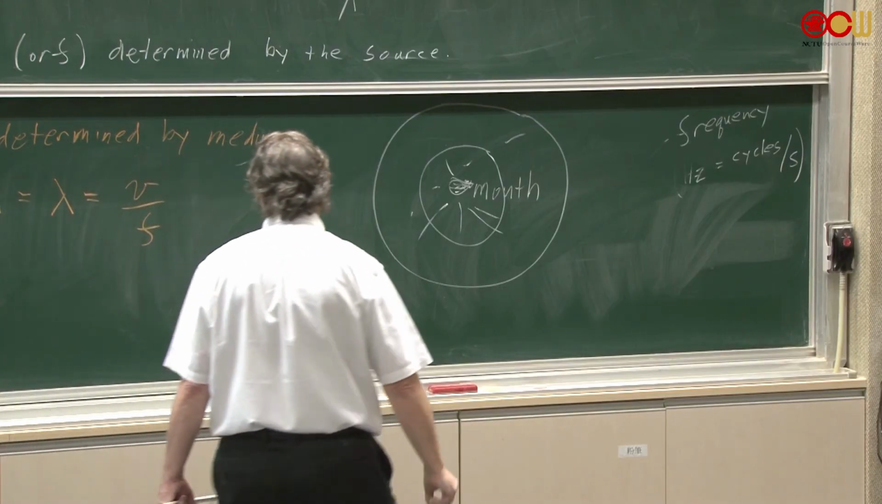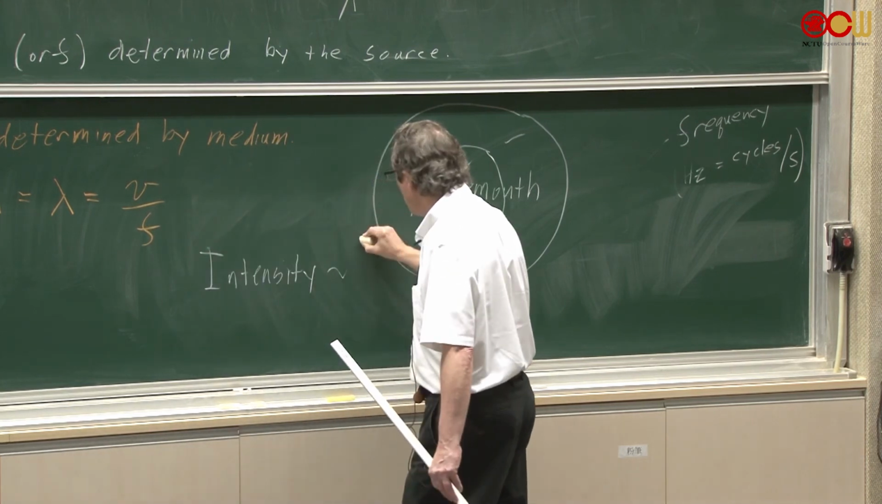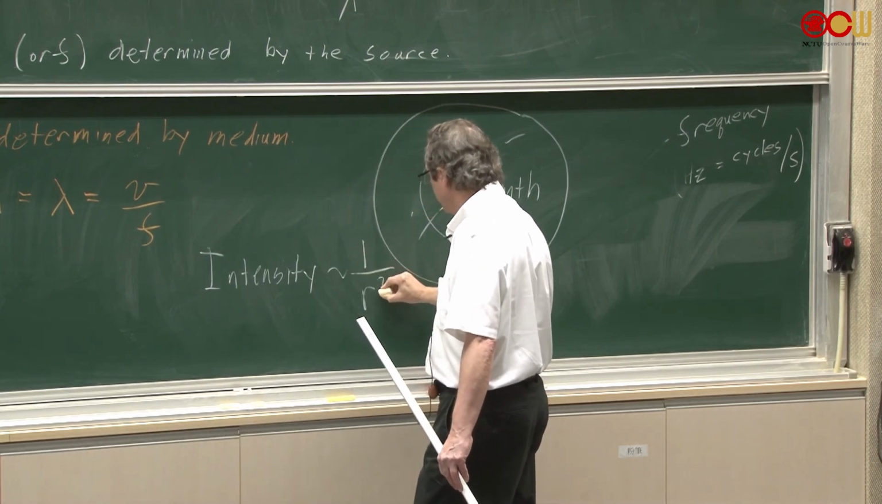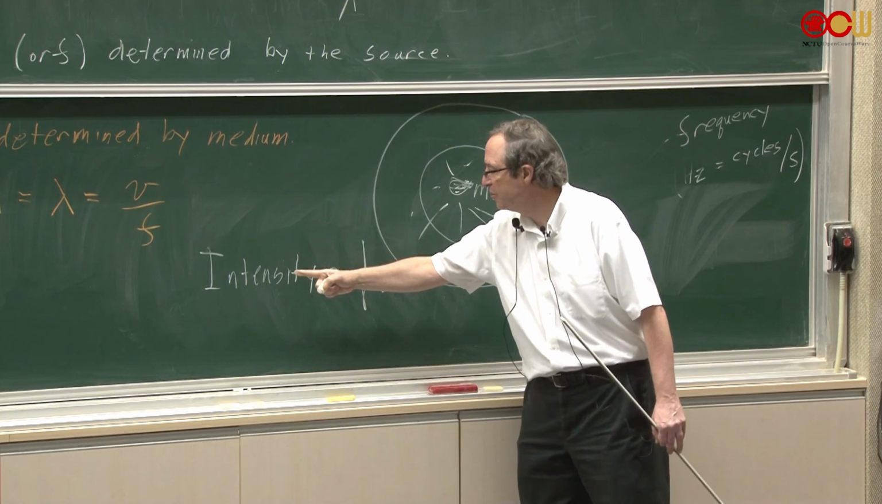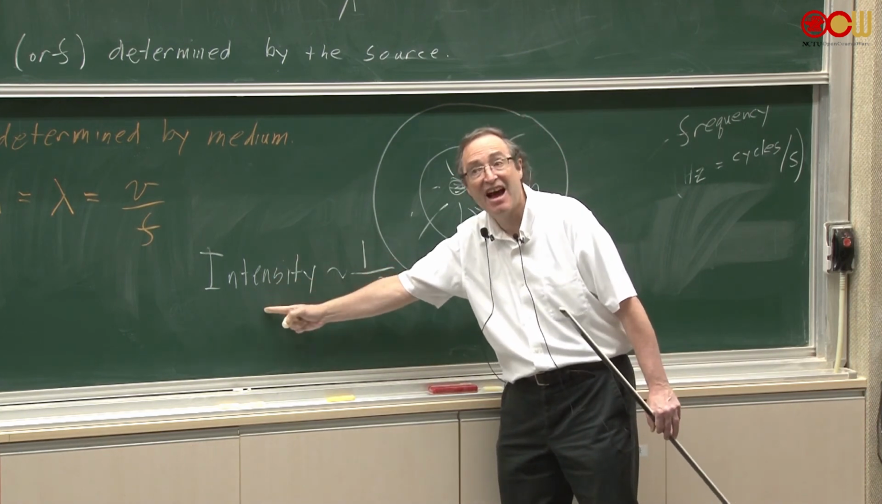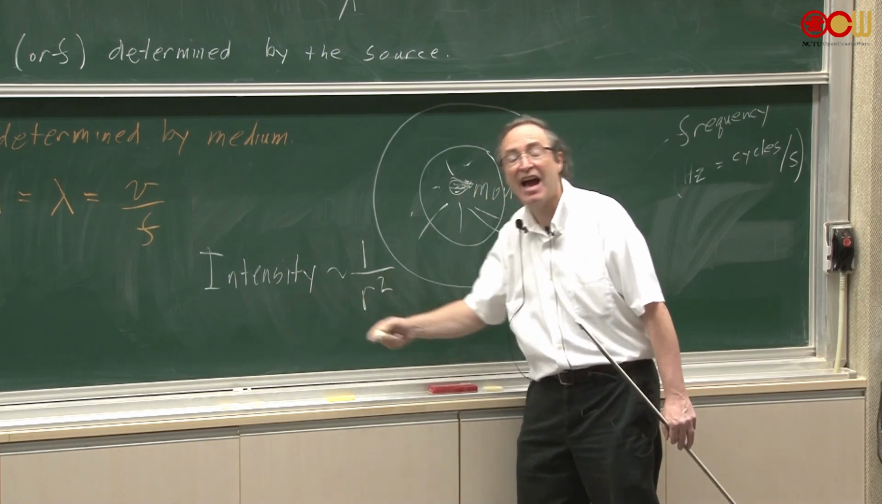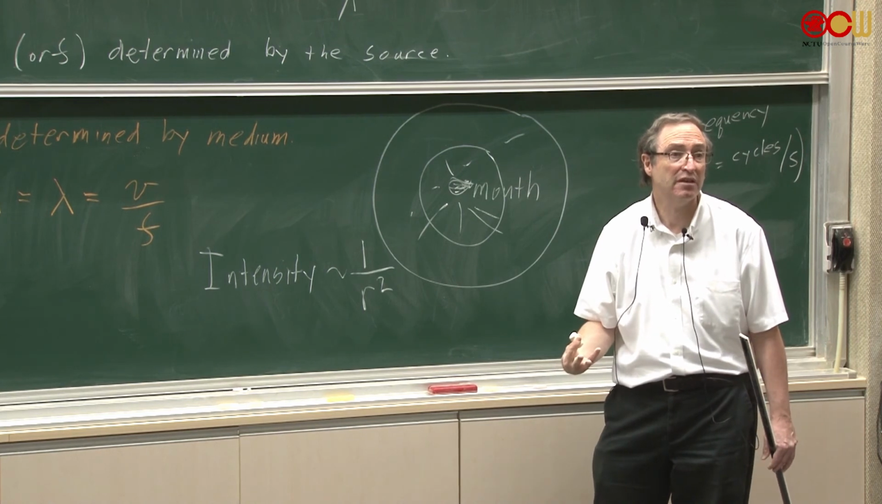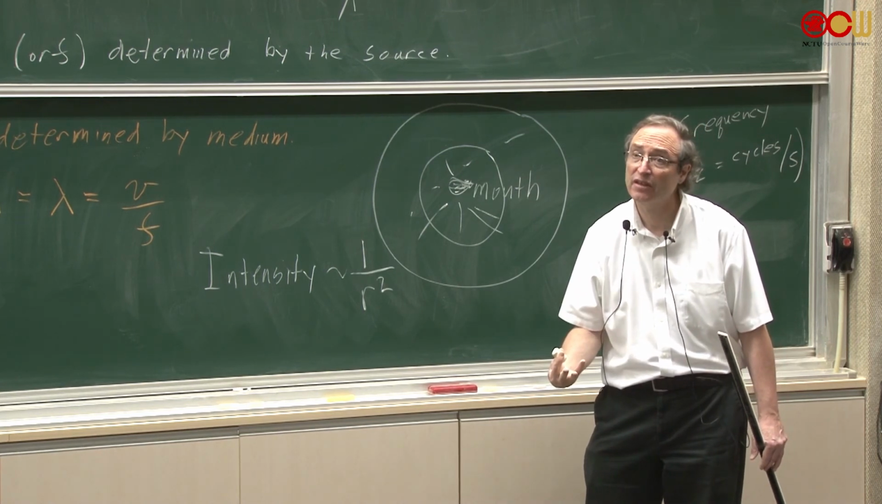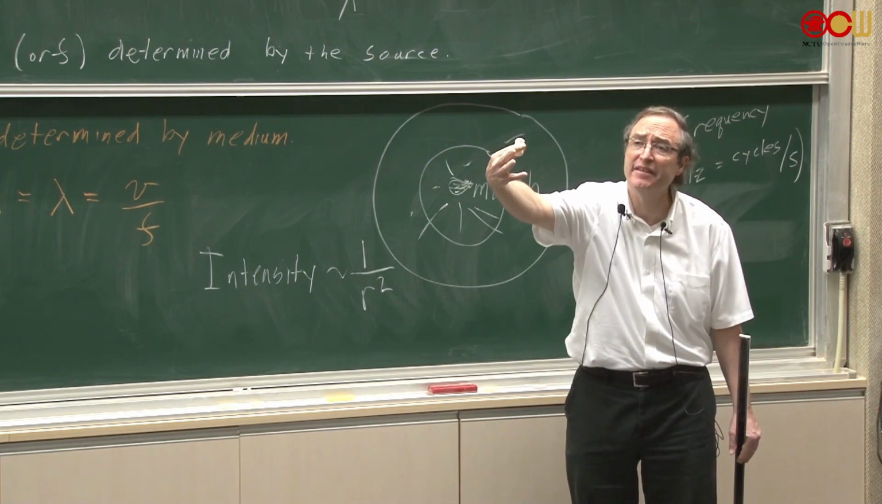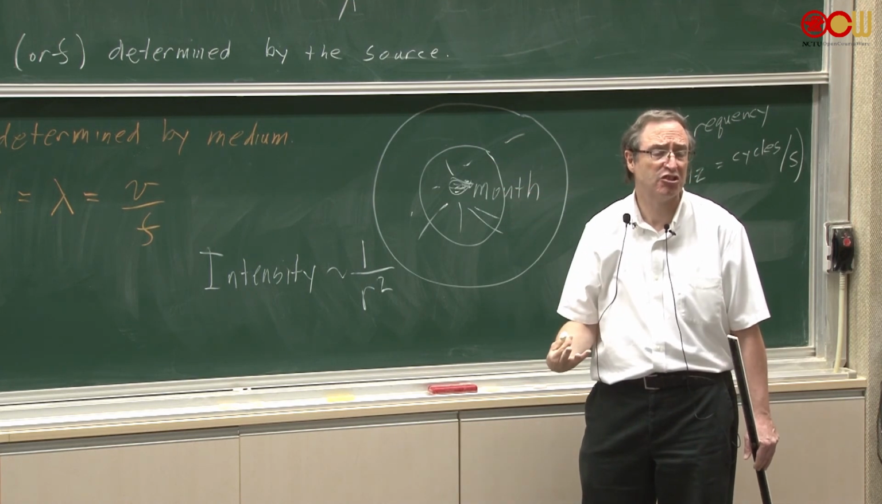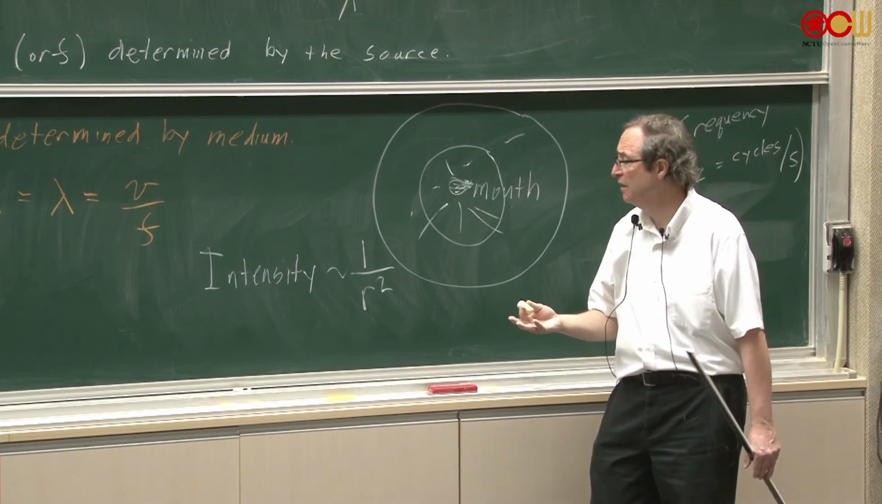So that means the intensity goes as 1 over r squared, because if I multiply the intensity times the area, I have to get the same number. Energy is conserved. I mean, there might be a little bit lost to damping, but that's a small effect.